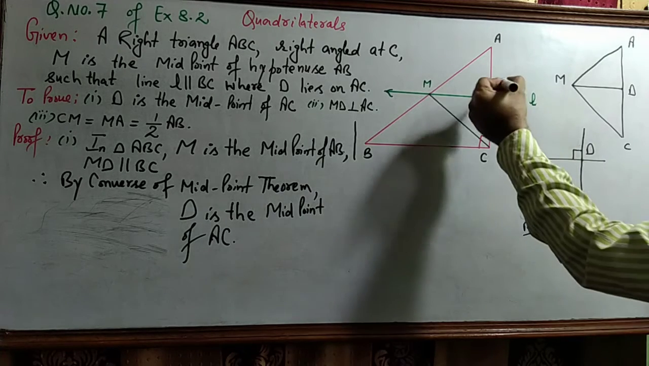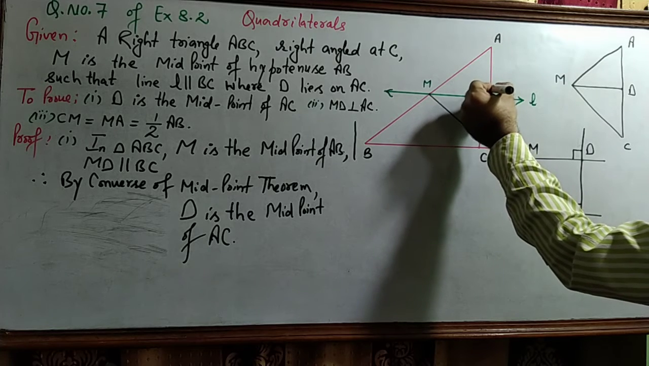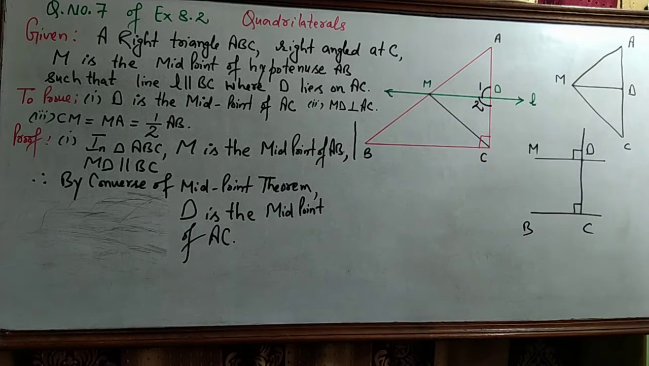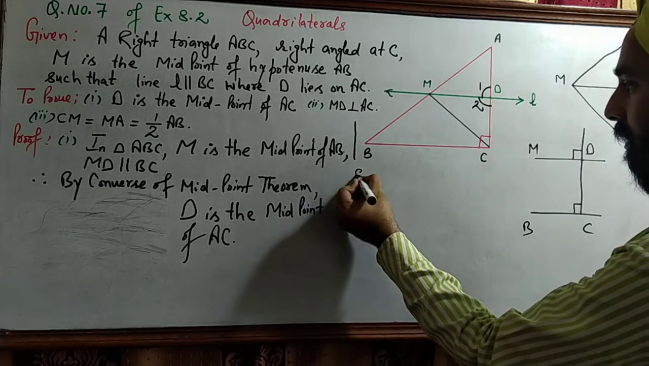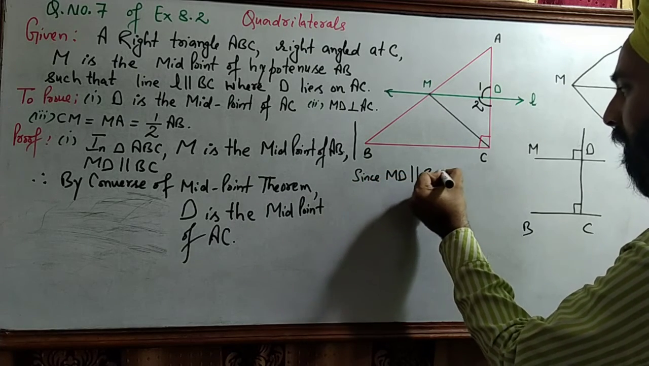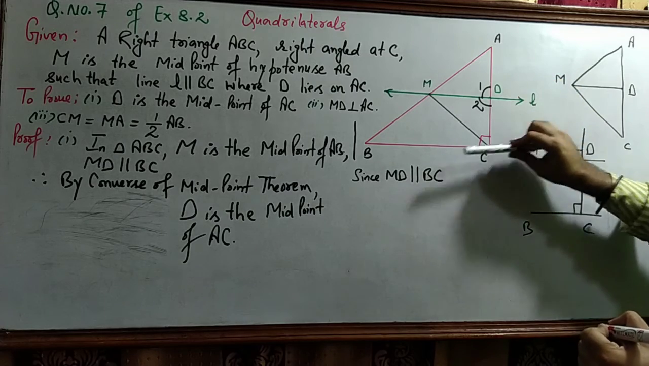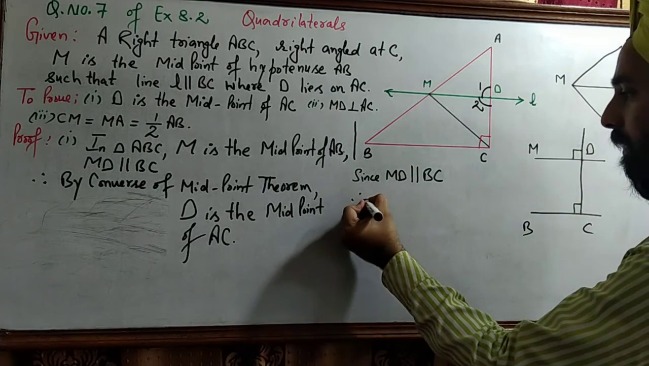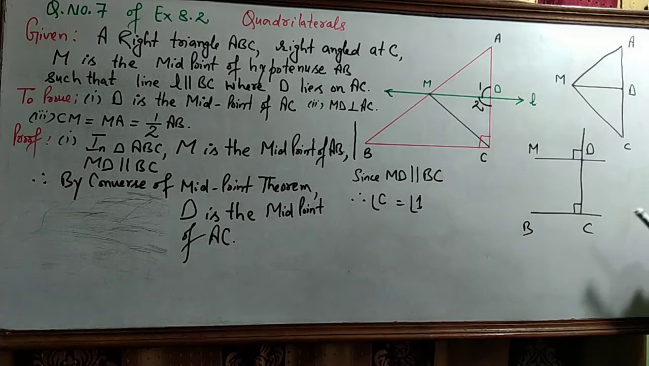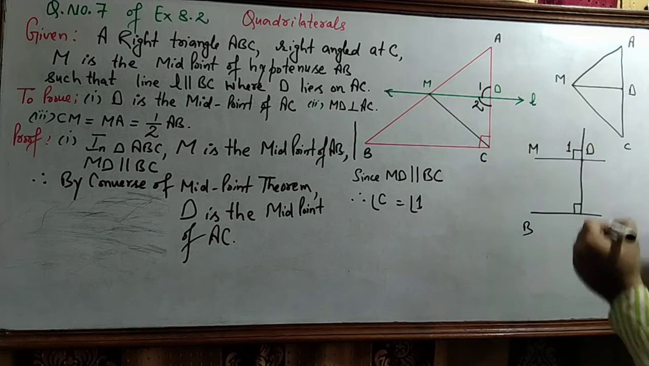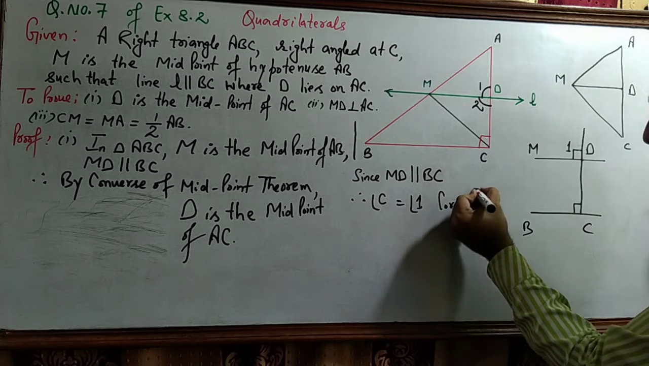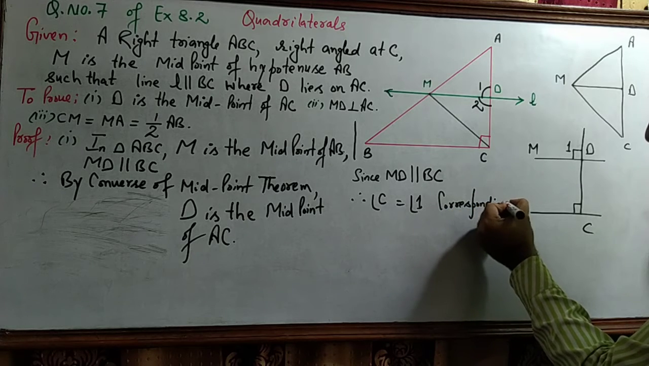तो मैं ऐसा करता हूँ, let this angle be 1. This one is angle 2. Since MD is parallel to BC, therefore angle C is equal to angle 1. मैं लिख सकता हूँ ऐसा, this one is angle C, this one is angle 1. These two are equal. Reason क्या है? Corresponding angles.